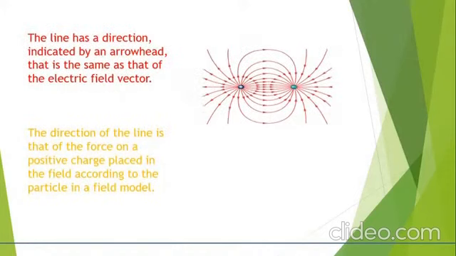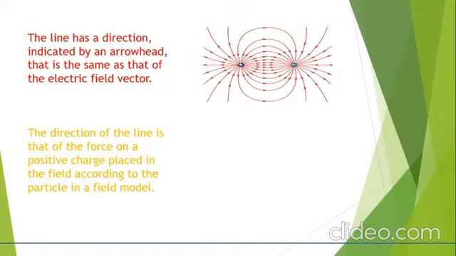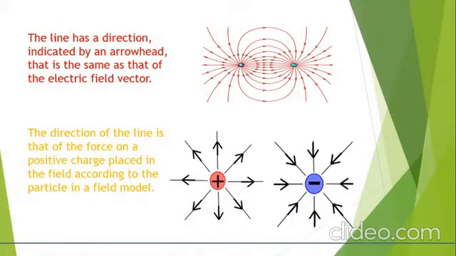Here we can see in this figure that the lines have the direction of the electric field vector and are indicated by an arrowhead. Also, the direction of the line is that of the force experienced by the positive charge when it is placed in the field of another charge, according to the particle in a field model, as shown in these figures. When a test positive charge is placed in the field of a positive charge, it will experience a force of repulsion. So the electric field line has the direction of the force, which is radially outward. Also, when a test positive charge is placed in the field of a negative charge, it will experience a force of attraction. So the electric field line has the direction of the force, which is radially inward.